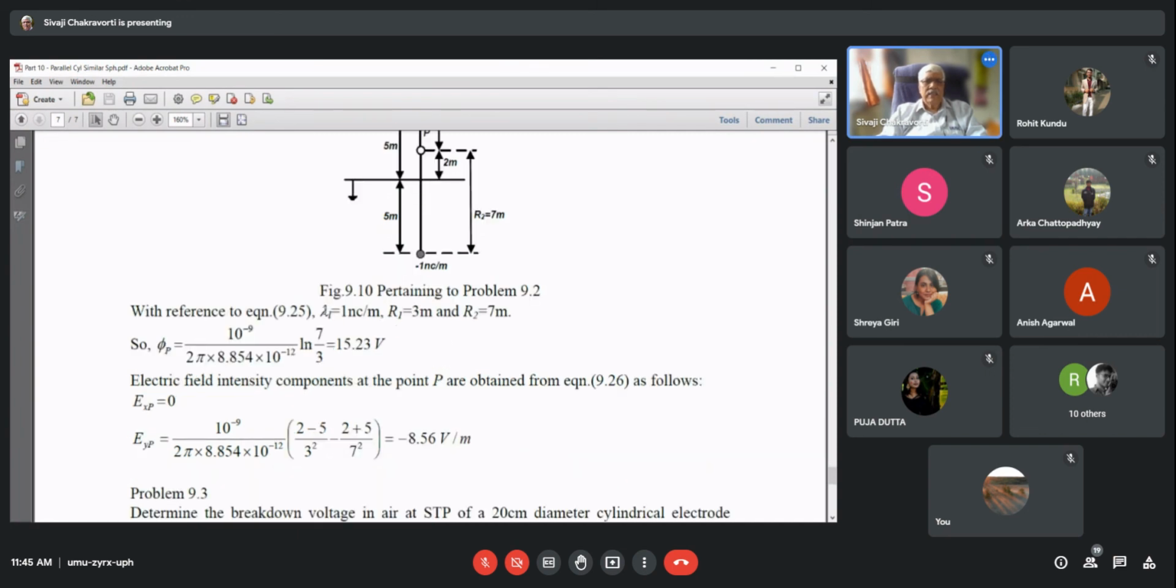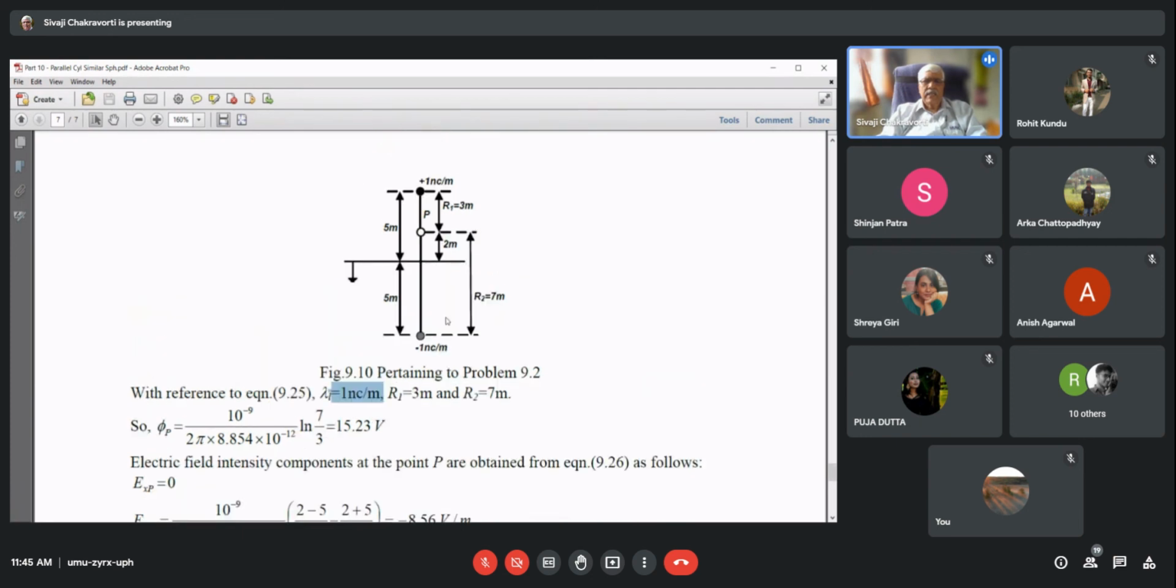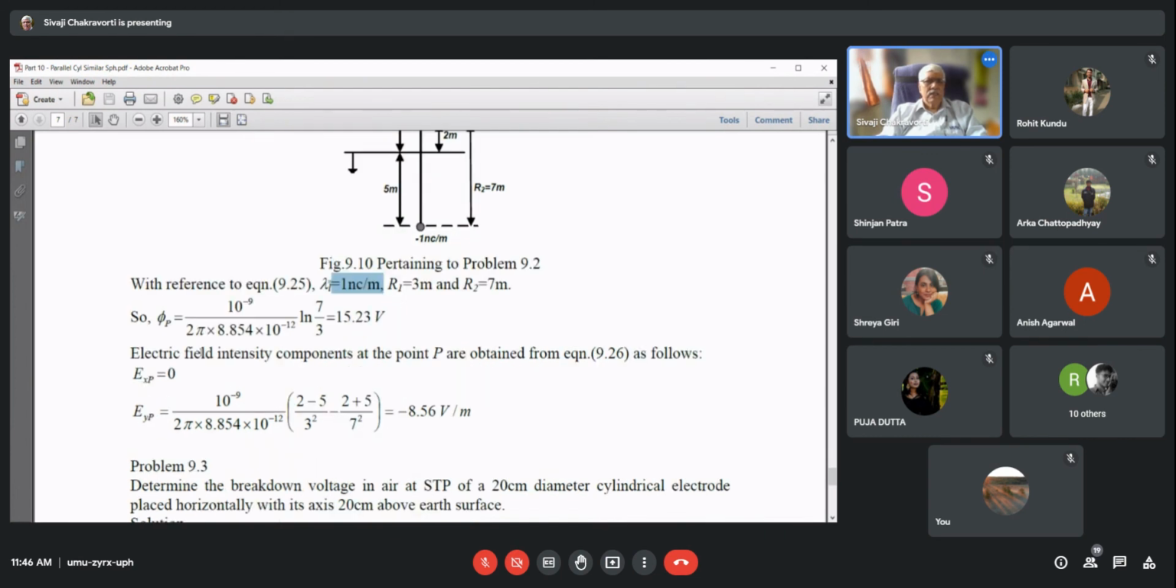So here you can see lambda 1 is given, then R1 and R2. R1 is the distance from plus lambda 1, so that is 3 meter. R2 is the distance from minus lambda 1, which is 5 meter plus 2 meter, 7 meter. So you can find out the expression of potential, which is in terms of ln R2 by R1, already stated earlier. So potential is 15.23 volts.